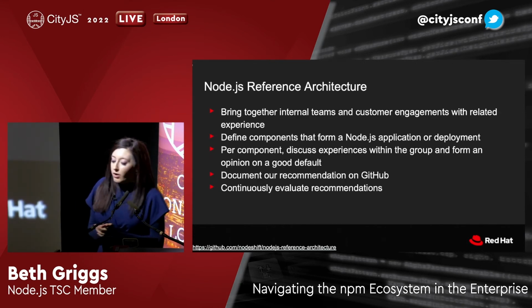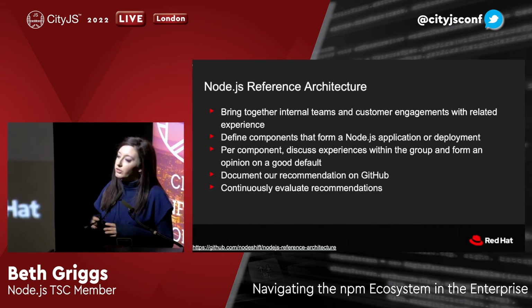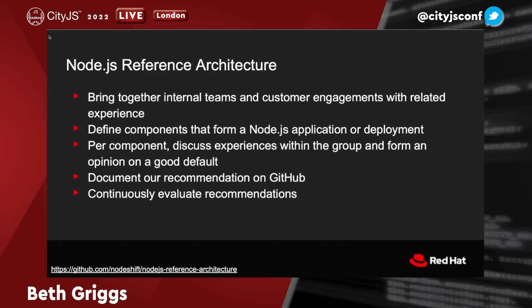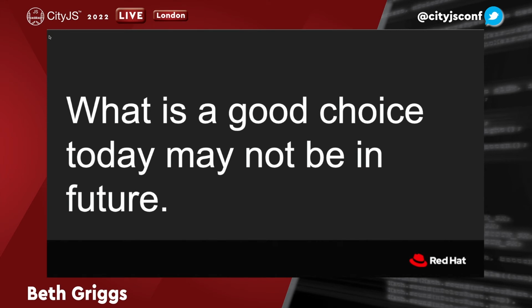So just to recap, our new approach has been to build a reference architecture, and we've done this by bringing folks together across a large organization, talking about their experiences, defining the components, and for each component, talking about experiences and success stories. Eventually, we converge on a recommendation, and we document that. And then we also need to continuously evaluate recommendations. And this is because what you choose today to build a new production-grade application may not actually be a good choice in future.